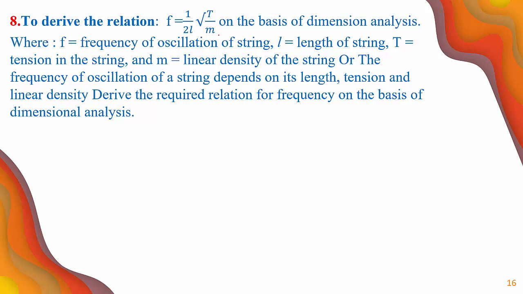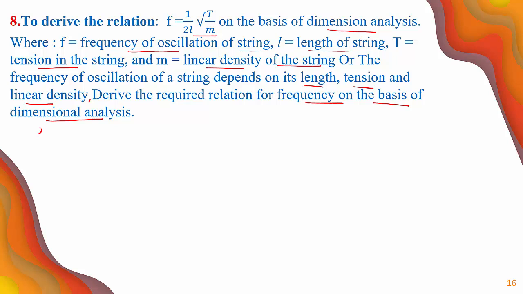Here, to derive the relation f equal to 1 by 2L into root of T by m on the basis of dimensional analysis, where f indicates the frequency of oscillation of the string, L is length of the string, T indicates tension in the string, m is the linear density of the string, or the frequency of oscillation of a string depends on length, tension and linear density. Derive the required relation for frequency on the basis of dimensional analysis.